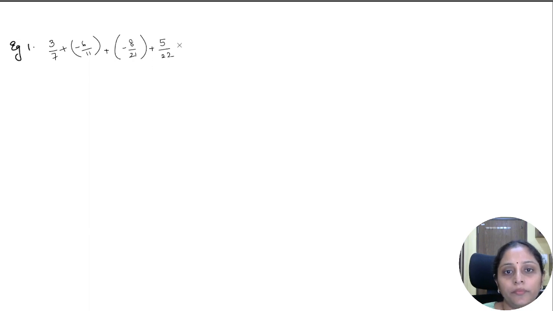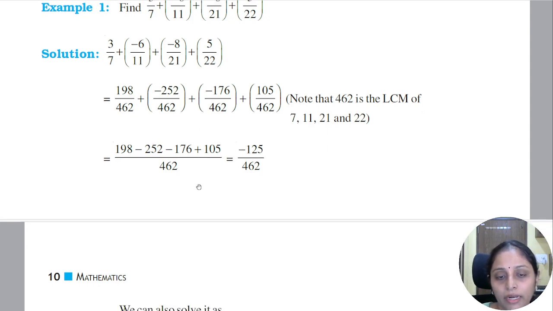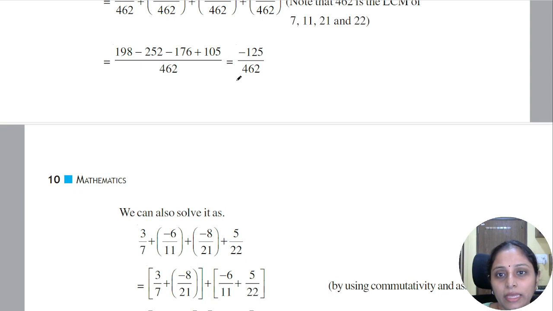Now here, how are we going to solve this? If you see here, they have taken the LCM of all the denominators and they have proceeded, right? You will see that you will get the answer minus 121 by 462.